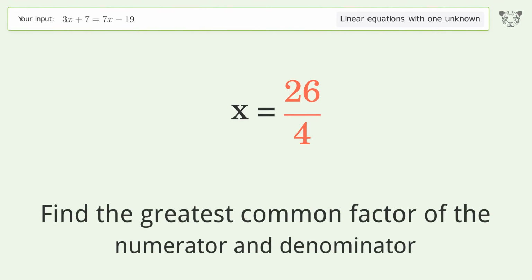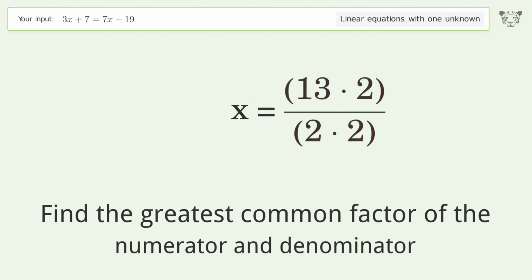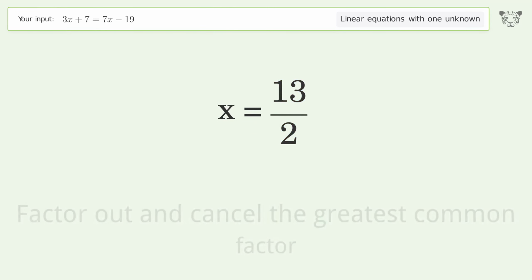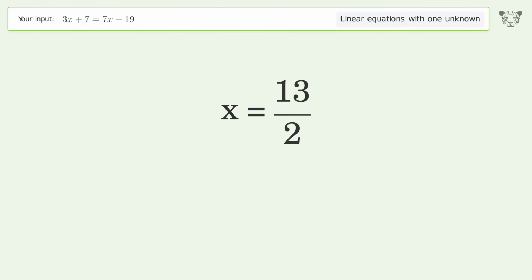Find the greatest common factor of the numerator and denominator. Factor out and cancel the greatest common factor. And so the final result is x equals 13 over 2.